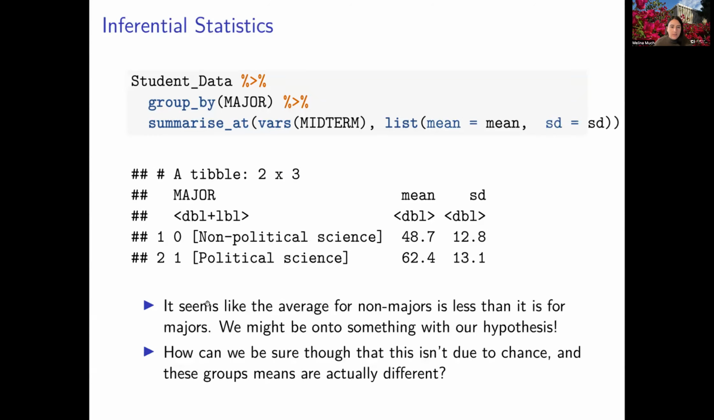So we're going to move on and talk about inferential statistics. Again, this slide is just to reiterate that it seems like we have some evidence for a hypothesis that majors have an average of 62.4 and non-majors have an average of 48.7. So it seems like political science majors are doing a bit better.